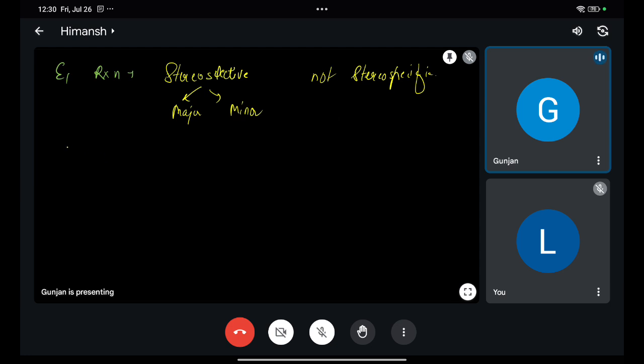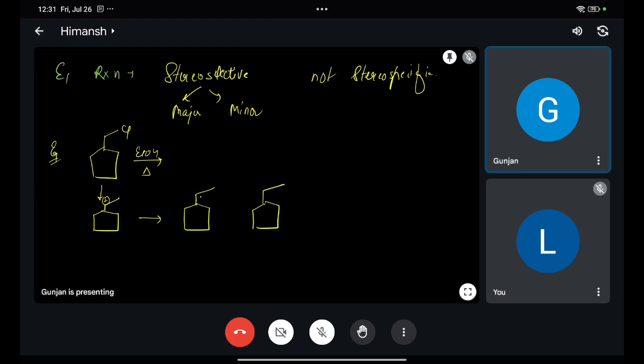Example, we already discussed one more example, this one, Cl. So when we do the elimination, with ETOH, we are getting this type of carbocation. When we get this carbocation, we can form the alkene like this or this, right? But if we do the rearrangement, like a hydride shift.